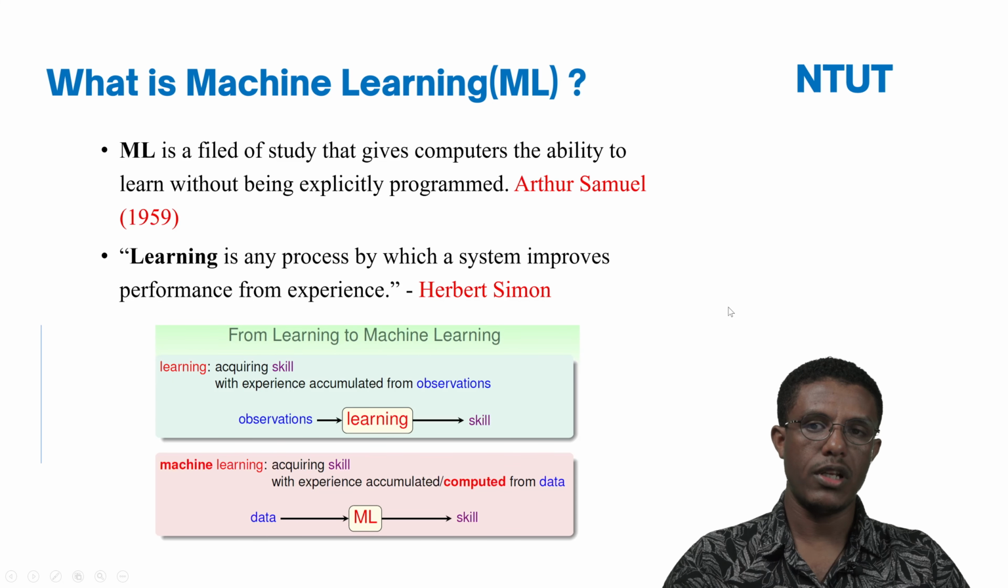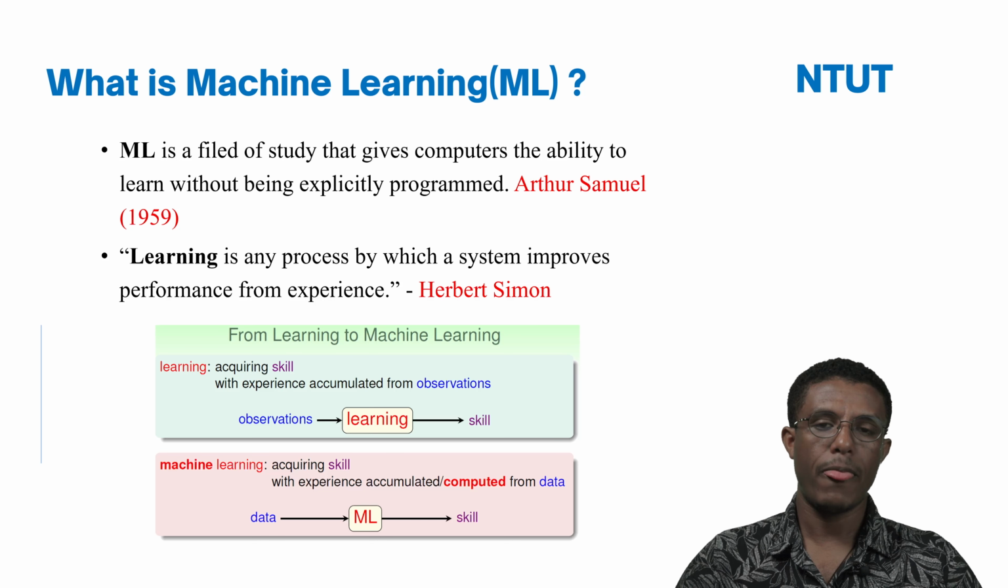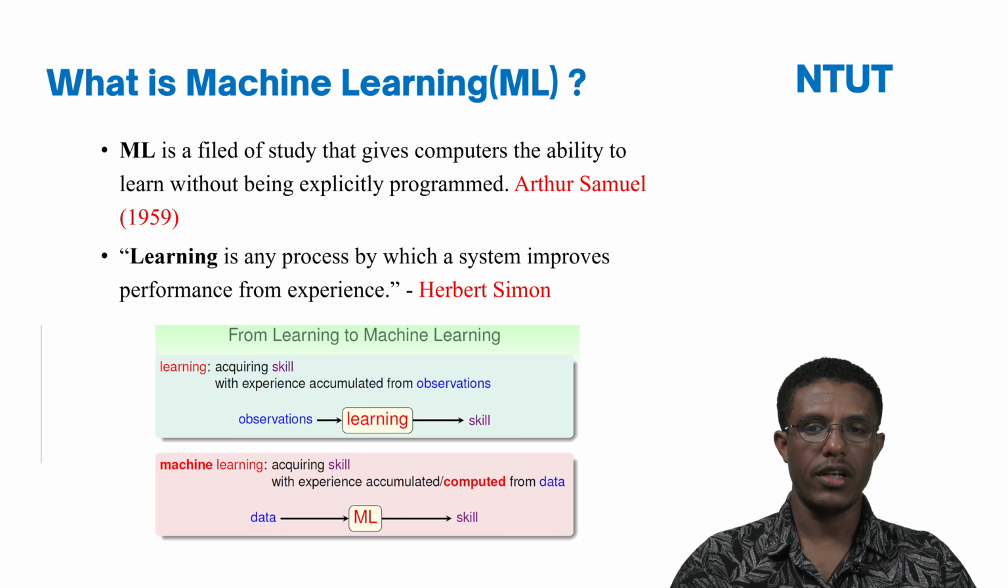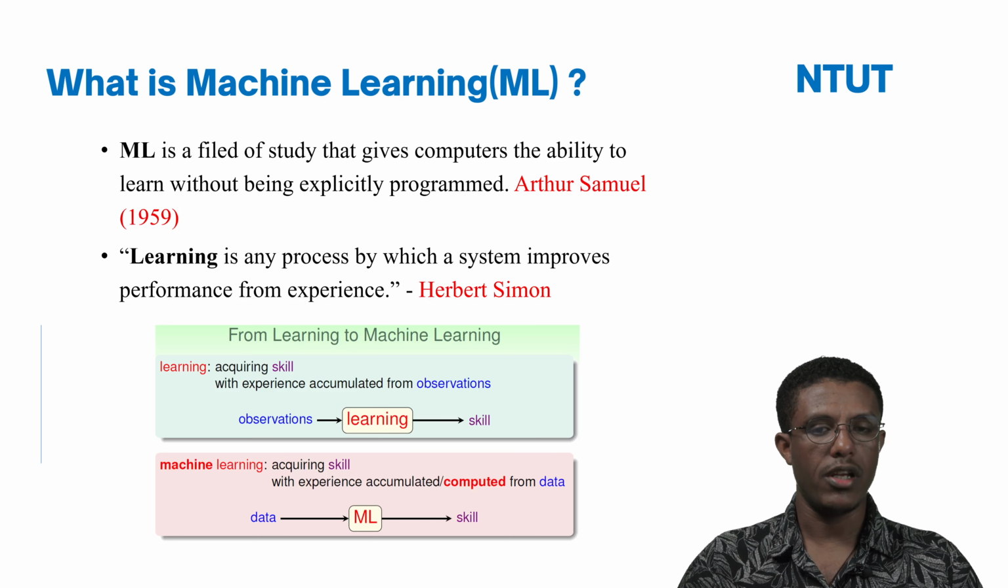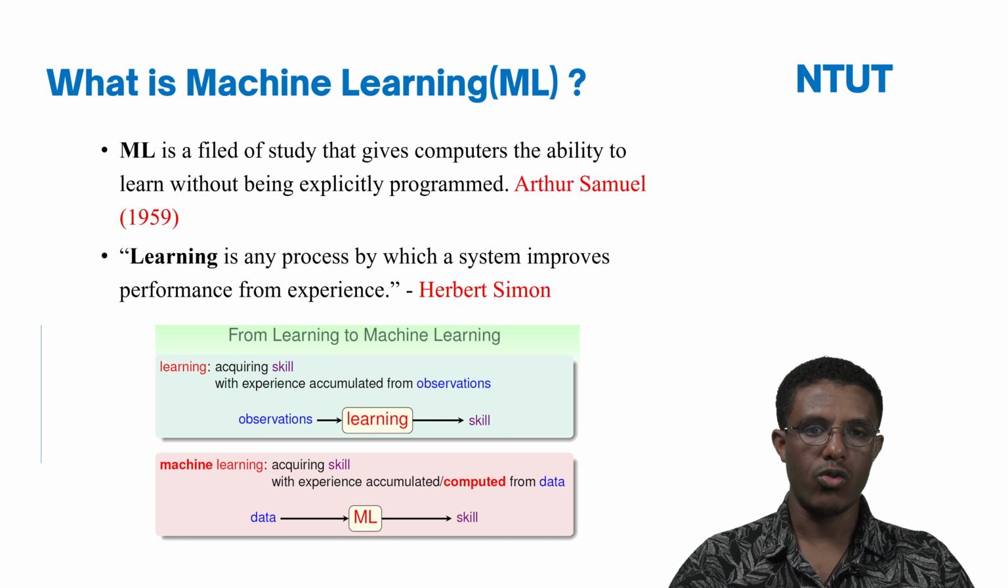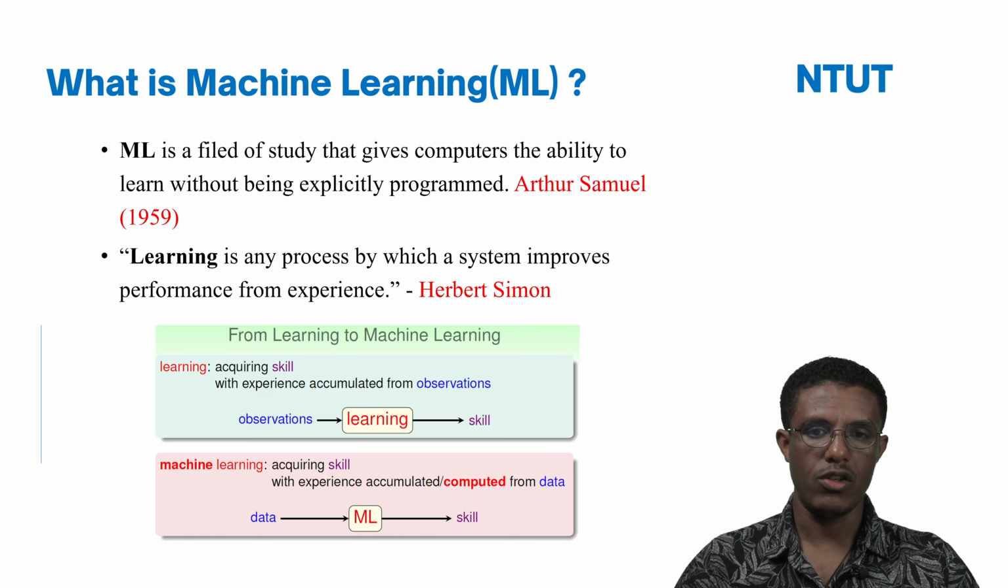First, let's see what machine learning is. In the introduction, machine learning is a field of study that gives the computer the ability to learn without being explicitly programmed. That means the computer by itself can learn without the intervention of human beings or without being explicitly programmed, according to the author Samuel, who defined it this way.